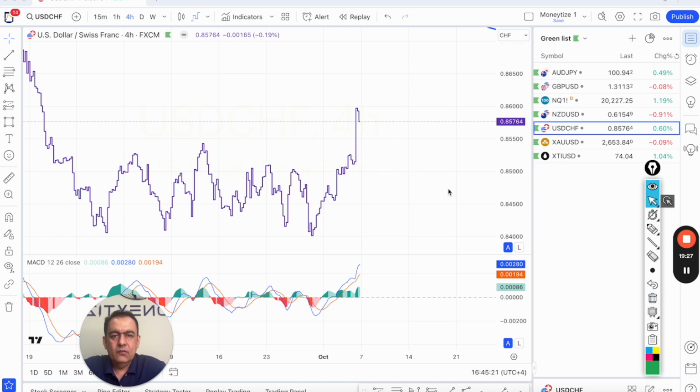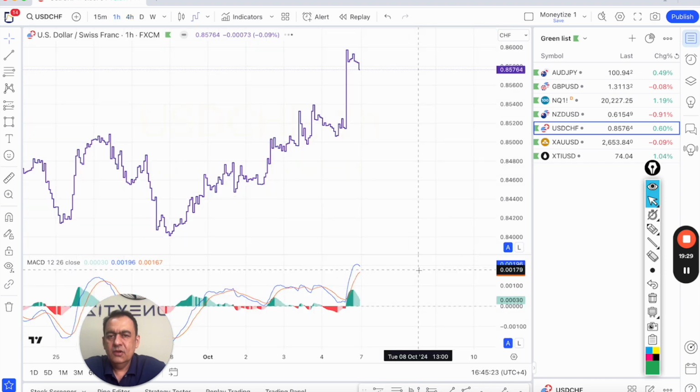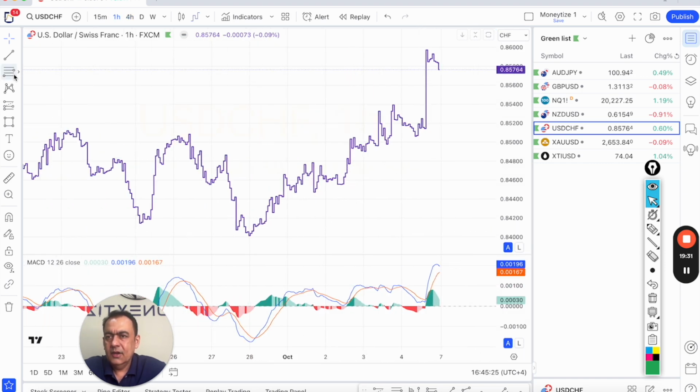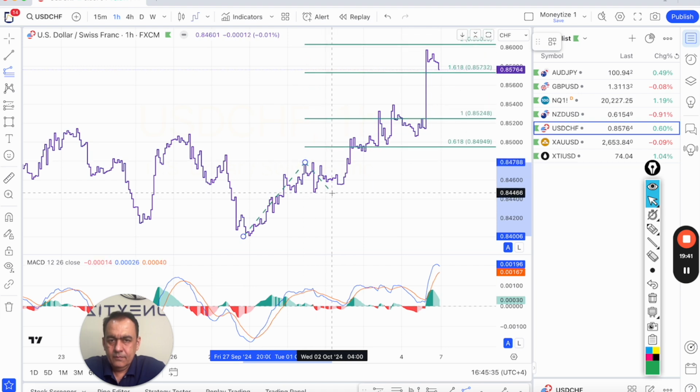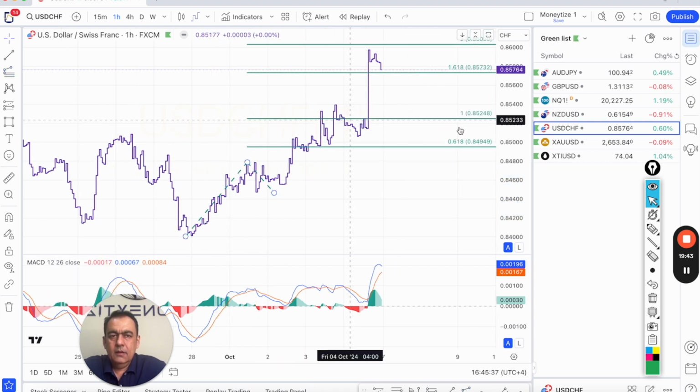Now I'm moving to 1H because I need to apply fib extension here. So I'll start from the lowest and I'm going to apply it on the first cycle here. So it got to fib extension 200.